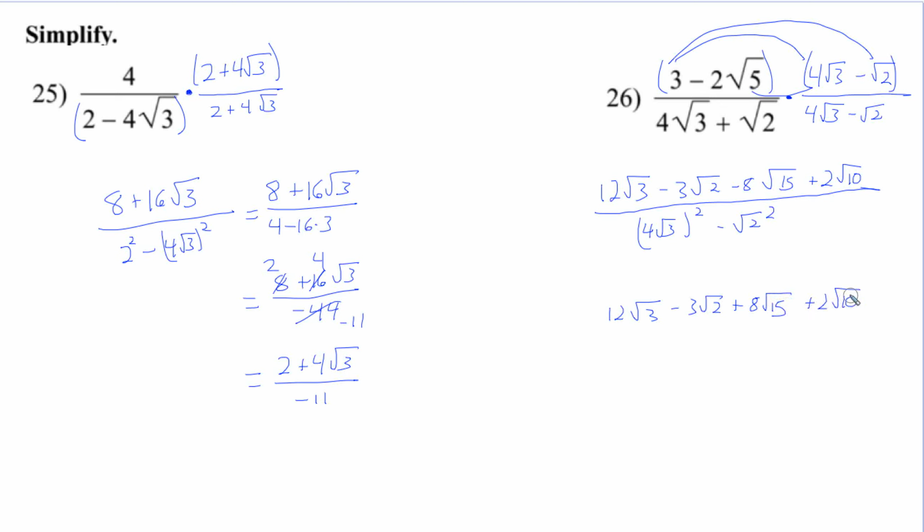And then in the denominator, this is 4 times 4, which is 16, and root 3 times root 3, which is 3. Over here, this is root 2 squared, which is just 2. And so this is going to be 48. 16 times 3 is 48, minus 2 is 46. And there's our answer for 26.